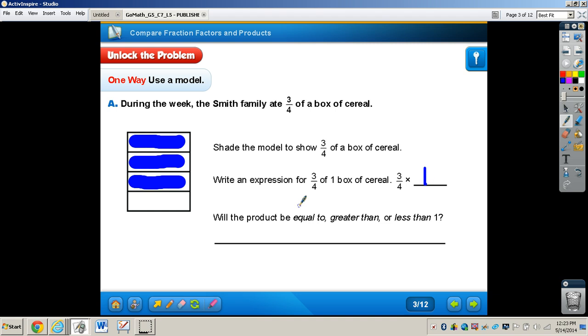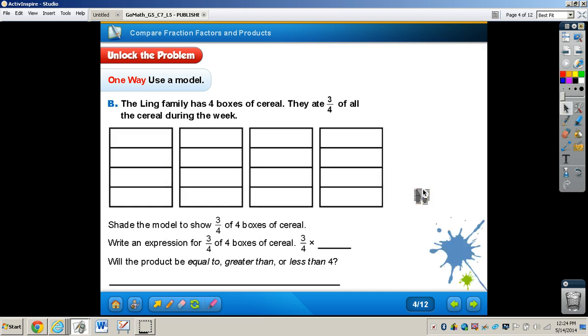Okay, so answering the question here, will the product be equal to, greater than, or less than 1? We were talking about what happens to the size of a product when a number is multiplied by a fraction rather than a whole number. Okay, and we can see that the product will actually be less than 1 because we are taking a fraction of that whole number. So a fraction of that whole number we could see would be less than 1. Okay, because 3/4 of 1 is actually 3/4, which would be less than 1. Okay, let's continue to explore this question.